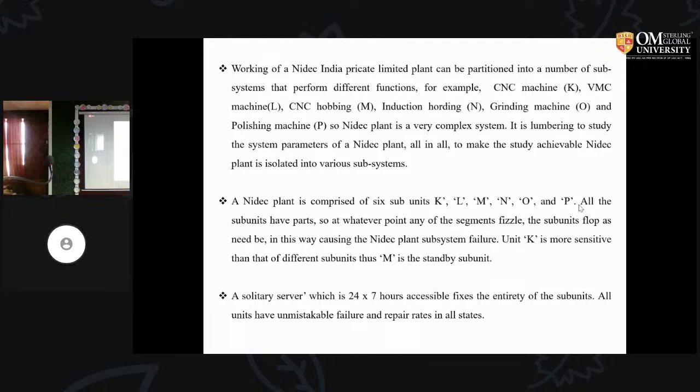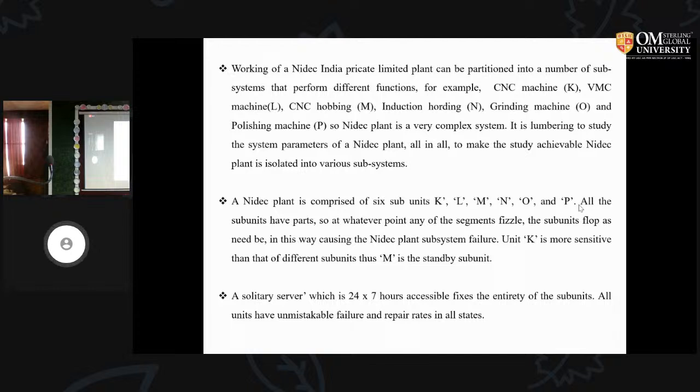So here I'll tell you about the 6 subunits that I told you. First is the CNC machine, that is represented with capital K. Next is the VNC machine, that is represented with capital L. CNC hobbing is with M, induction hardening with N, grinding machine with O, and polishing machine with P. So the Nidec plant is a very complex system.